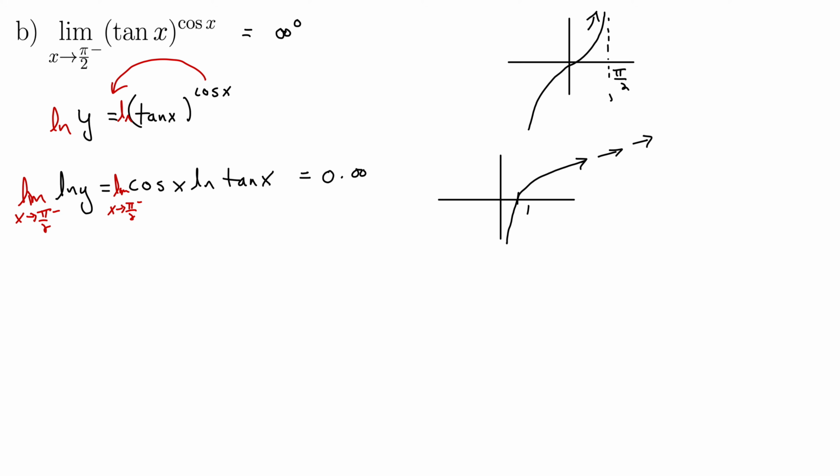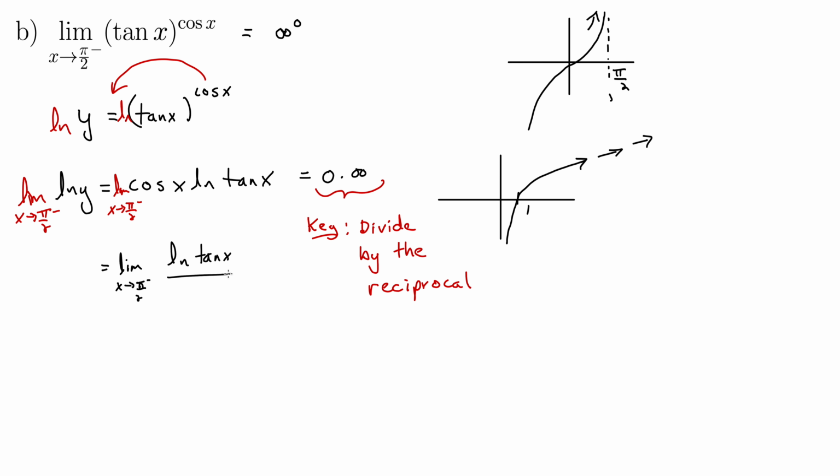Okay, well, often when we're of the form 0 times infinity, the way out of that is to divide by the reciprocal. That's not always the case. You saw that we didn't do that in part A, but in this case it is. So which one of these terms, cos x or natural log tan x, does it make more sense to bring down as the reciprocal? I'm thinking the cos x. So this becomes the limit, still as x goes to pi over 2 from the left, of natural log tan x up top, and down below we'll have 1 over cos x.